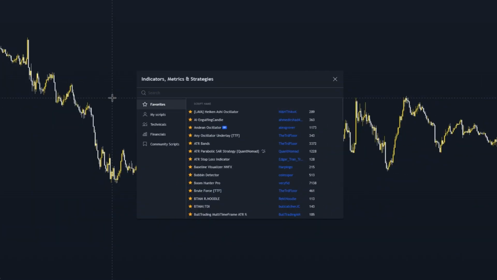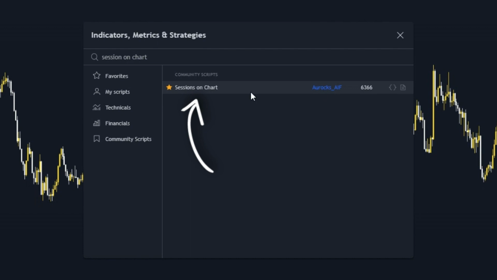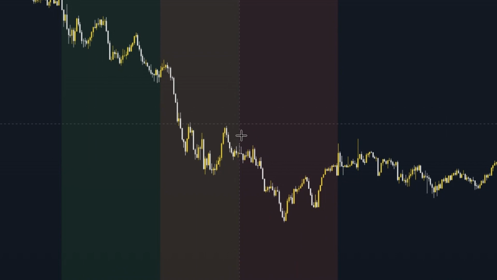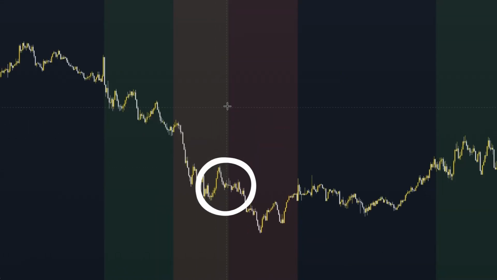We'll add one other indicator to the chart just so there's a nice visual aid for you guys. Type in sessions on chart and it's this one by AU Rocks. You can see right here we have three sections, the green, the orange and the red. The green represents the London session for trading, the orange is the mixed and the red is New York session. We will only be focusing on entering trades right around this area here, which is the change from the mixed session to the New York session.